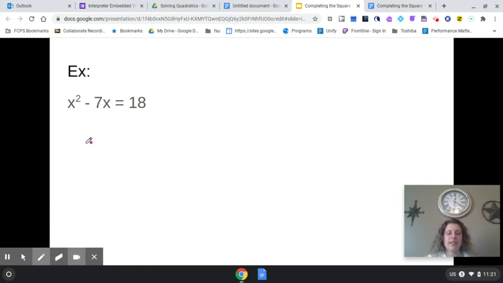All right, our next example says x squared minus 7x equals 18. Our variables are already gathered on the left, and our constant is already on the right. Our lead coefficient is 1, so we don't need to divide everything through by 1. So we're going to jump right into the step where we take b divided by 2 and square it. Our b value is negative 7.